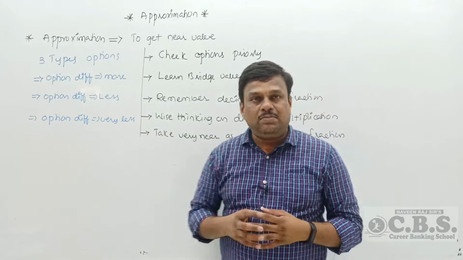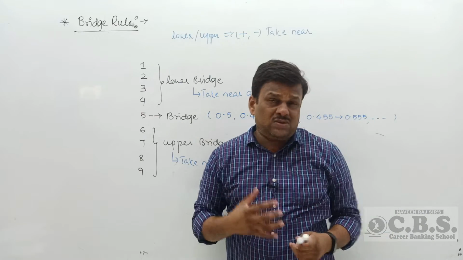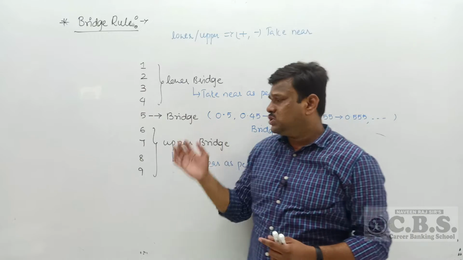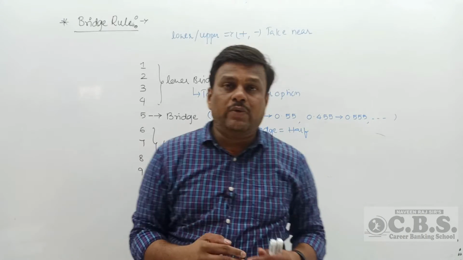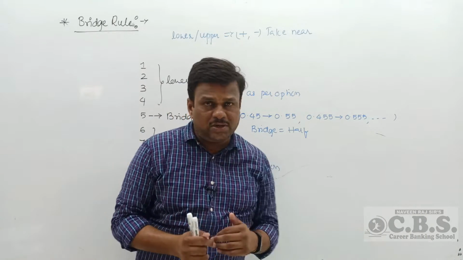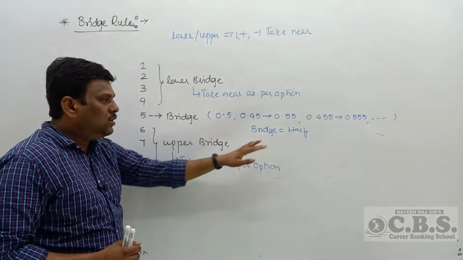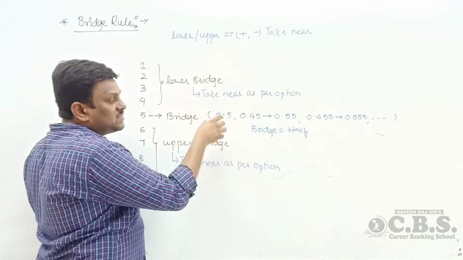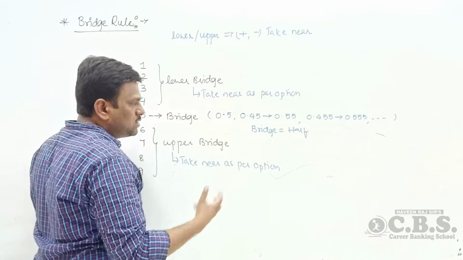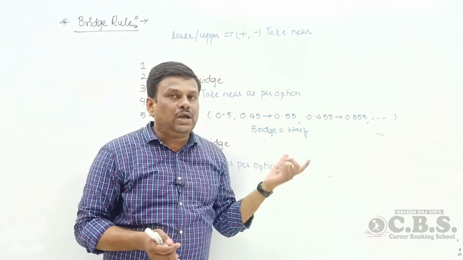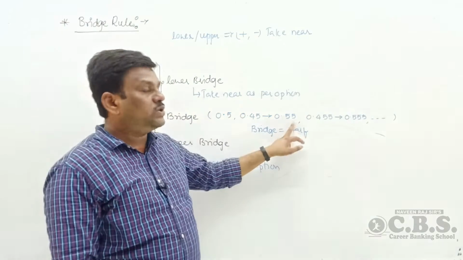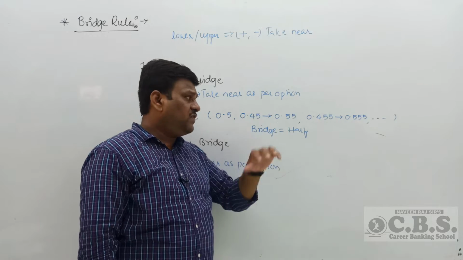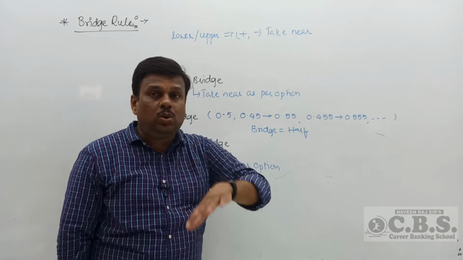Okay, let's start the bridge rule. Bridge value is a very important precaution while doing an approximation question. Bridge means a middle value, neither an upper bridge nor a lower bridge. When there is a bridge value, students must take the off value. What is the range? With a single decimal value, the bridge is 0.5. With a double decimal value, the range between 0.45 to 0.55 is considered the bridge, which means the off value.